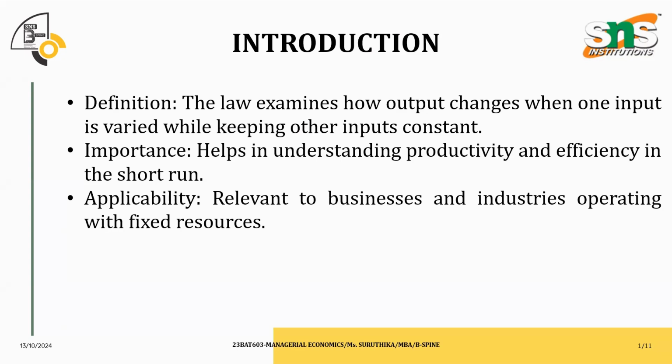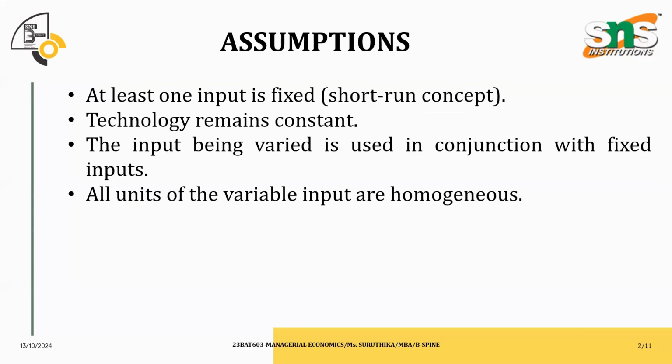So this particular law is relevant to businesses and industries that are operating with a fixed amount of resources. So according to the law of variable proportions, we have a few assumptions. The first being at least one input is fixed. So we make sure at least one of the inputs is fixed. Second, technology will always remain a constant in this law. So we do not assume that technology varies. So technology here will always remain constant.